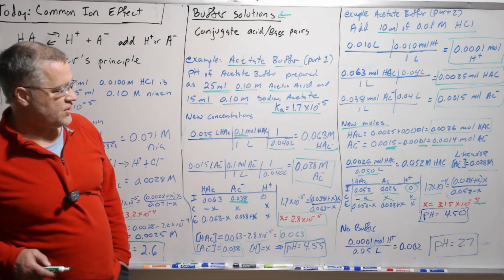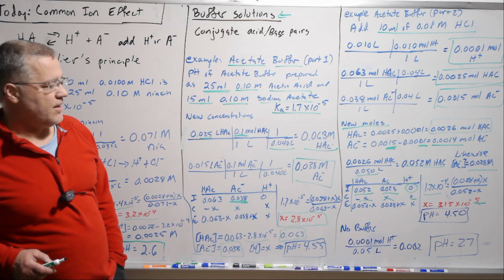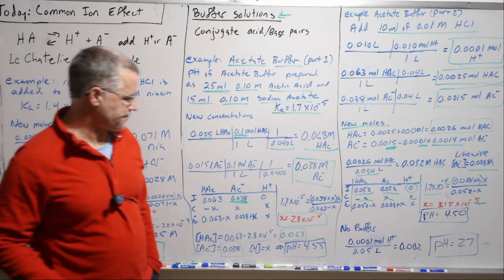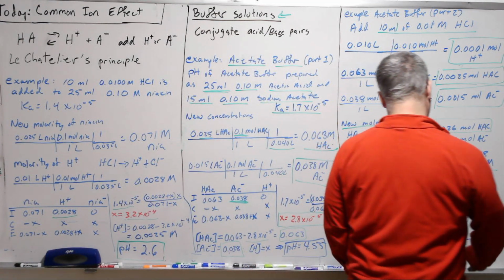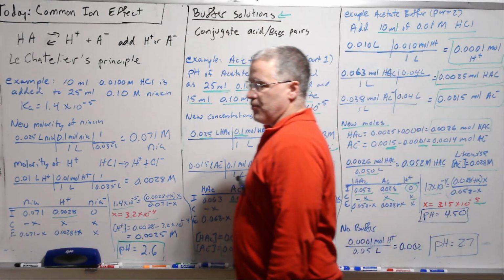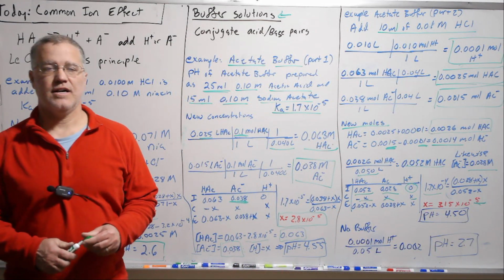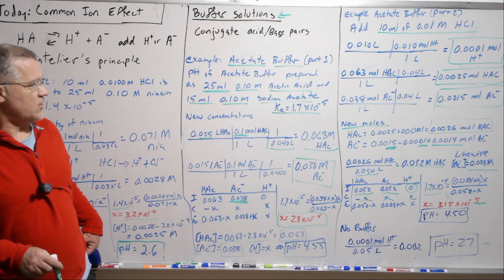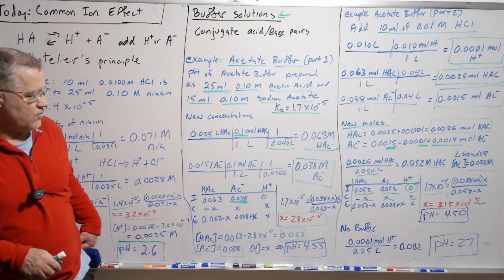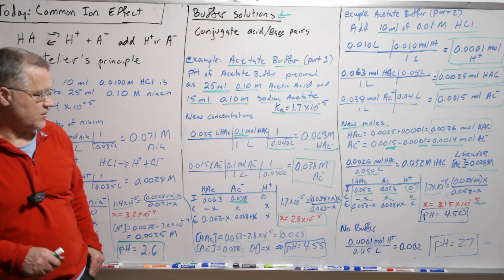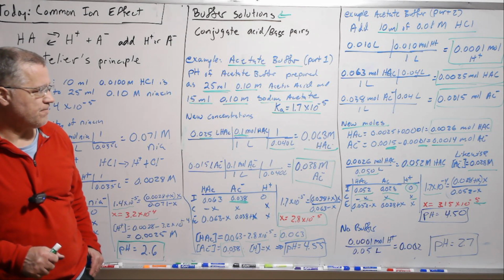That gives us a concentration of 0.002. And if we take the minus log of that, we get a pH of 2.7. So a pretty massive swing in this pH. And so we see water is not a good buffer. So putting that into pure water, not a good buffer.